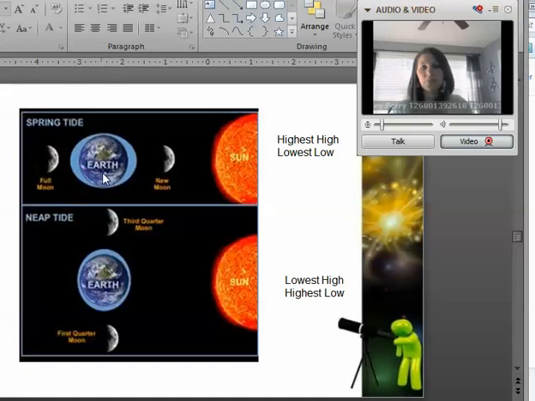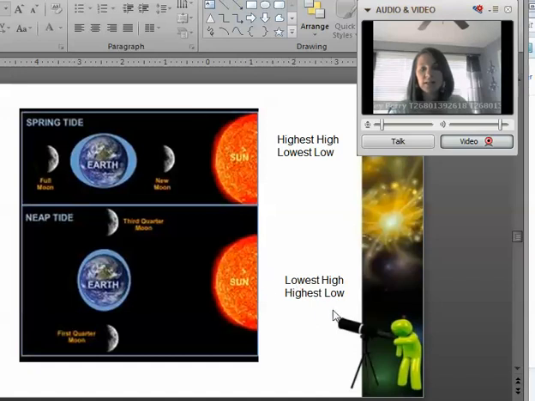Whereas during a neap tide, we have the earth, the moon, and the sun creating a right angle to one another. So now we have the moon pulling in one direction and the sun pulling in the other. So now all the water is kind of being distributed a little bit more evenly, and now our high tide is not quite as high as it was. So we have our lowest high tide of the month and our highest low tide because we have more water being pulled to that low side.